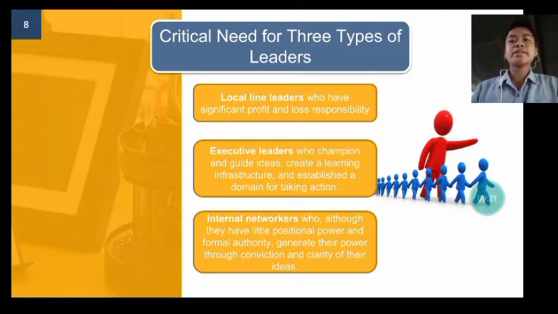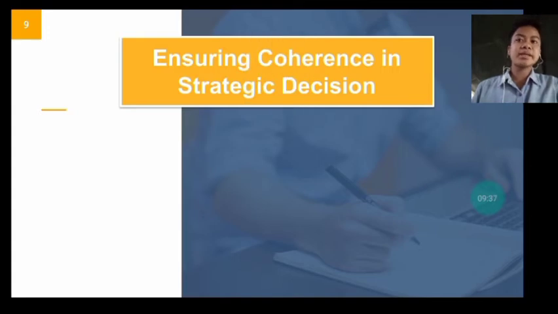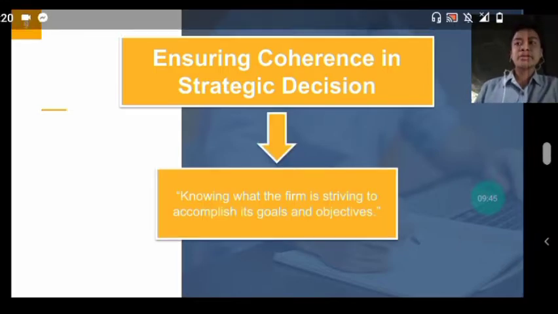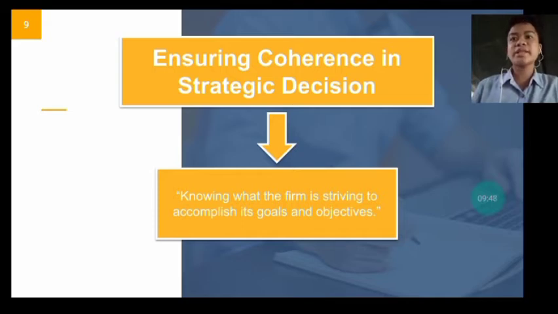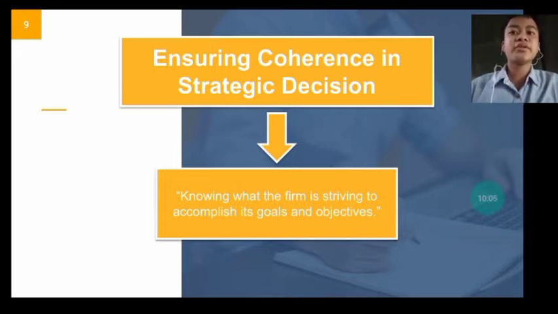So internal networkers are the staffers who help with experiments, share new information, and learn with others in the organization. For the last topic, we have ensuring coherence in strategic decisions. So it is all about knowing what the firm is striving to accomplish, its goals and objectives. Everyone should know the objective, from the top management to the lower management, to be able to assure that they will succeed in what they are planning to achieve by having effective communication, of course, and proper making of strategic decisions.